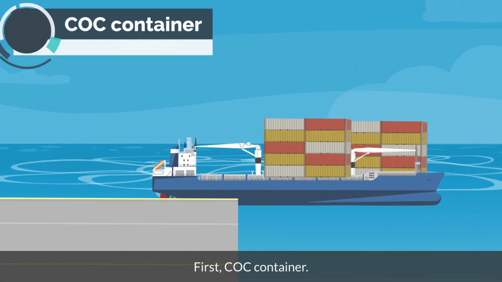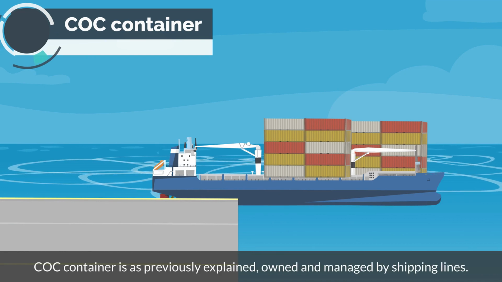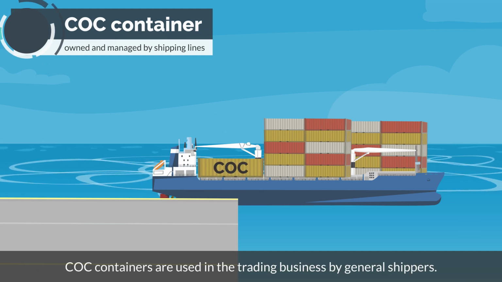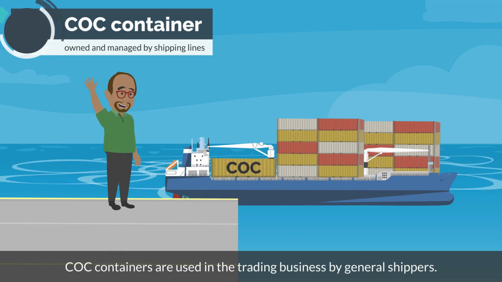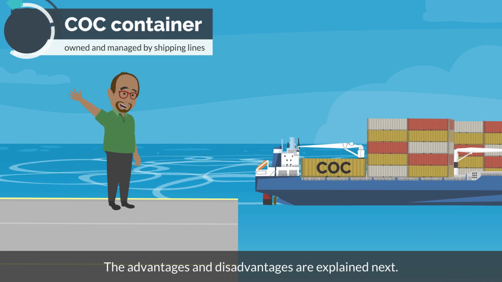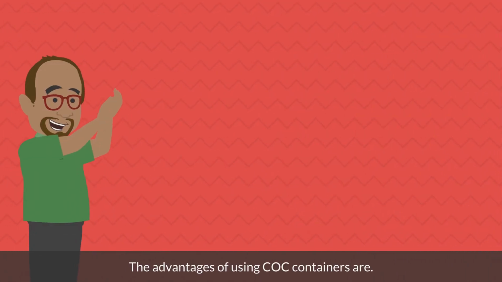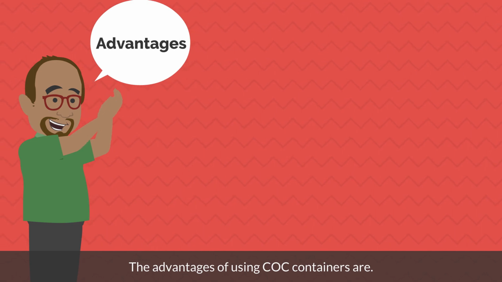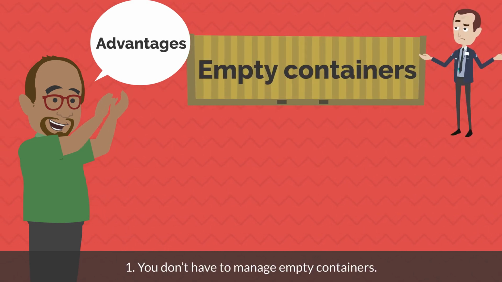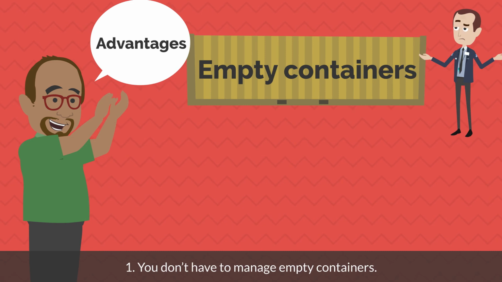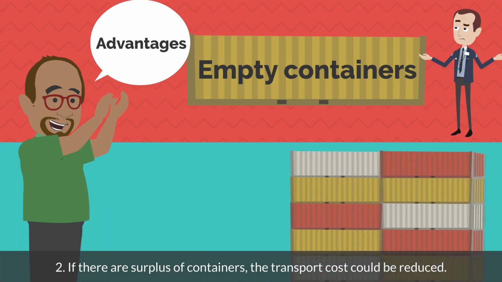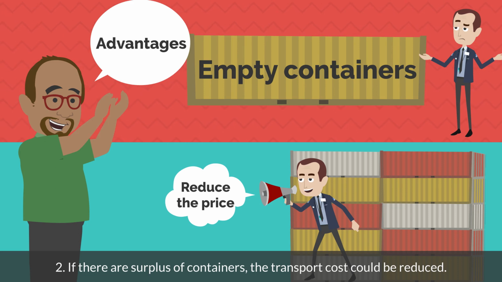First, COC Container. COC Container is, as previously explained, owned and managed by shipping lines. COC containers are used in the trading business by general shippers. The advantages and disadvantages are explained next. The advantages of using COC containers are: 1. You don't have to manage empty containers. 2. If there is a surplus of containers, the transport cost could be reduced.